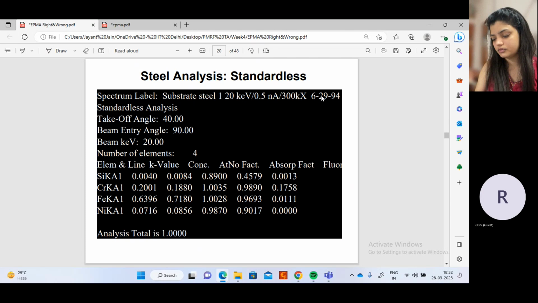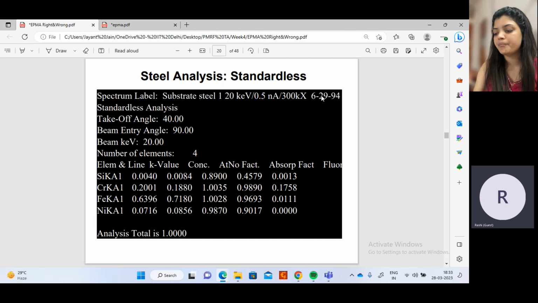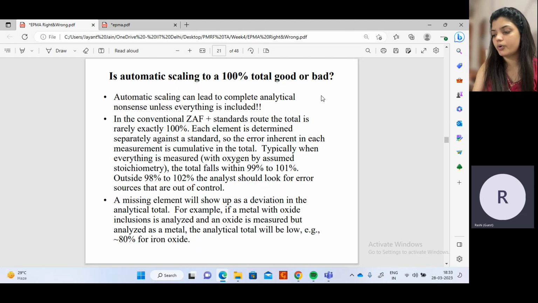So they have shown one example of standardless steel analysis, standardless composition, how they have taken. Analysis total is 1, okay. If the analysis is automatically totaling to 100%, is it good or bad? Automatic scaling can lead to complete analytical nonsense unless everything is included.